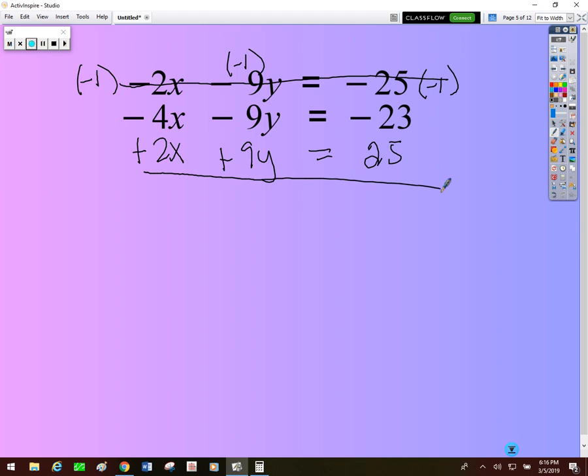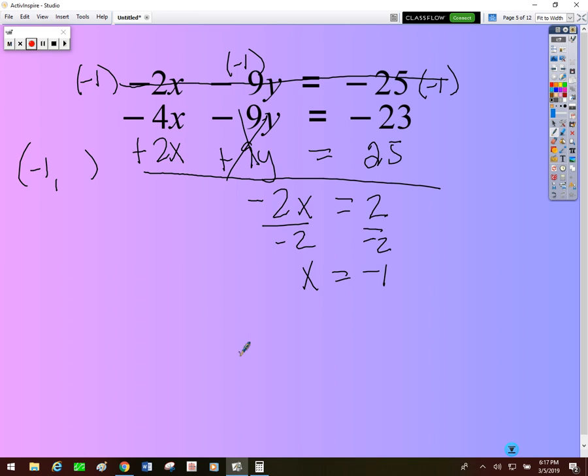So now we can do some adding and subtracting. Remember, we're adding, right? So the negative 9y and the positive 9y are going to cancel out. Now, negative 4x plus 2x is a negative 2x. And then negative 23 plus 25 is a positive 2. All right? So then we're going to divide by negative 2. x is going to give me negative 1. 2 divided by negative 2 is a negative 1. So I know my solution is negative 1 something. We just need to figure out what the other value is.